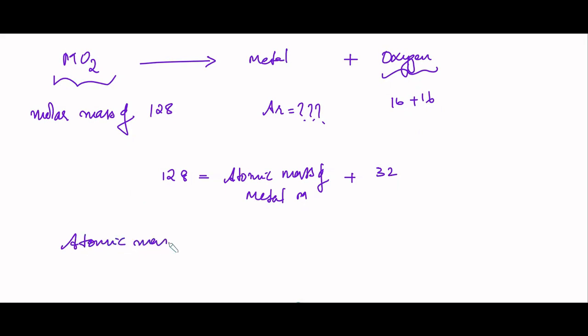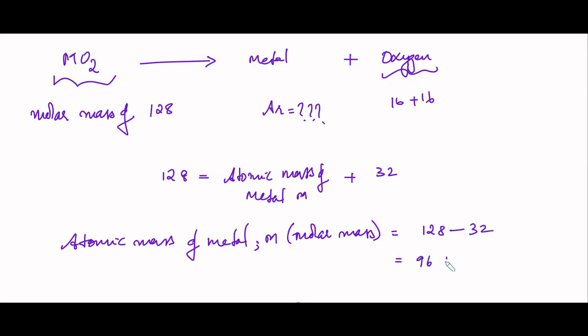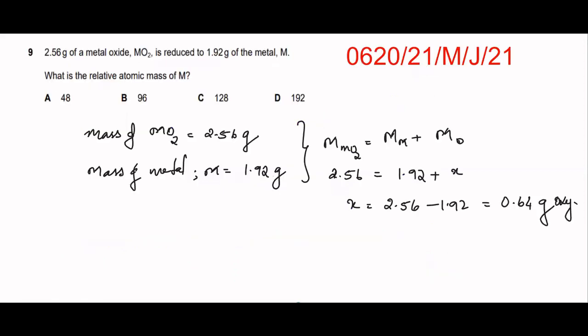So the atomic mass of metal M, or I can also refer to it as the molar mass because this is for 1 mole of the substance, is equal to 128 minus 32. This is going to give me 96 grams. So this is the answer. Option B is the answer.